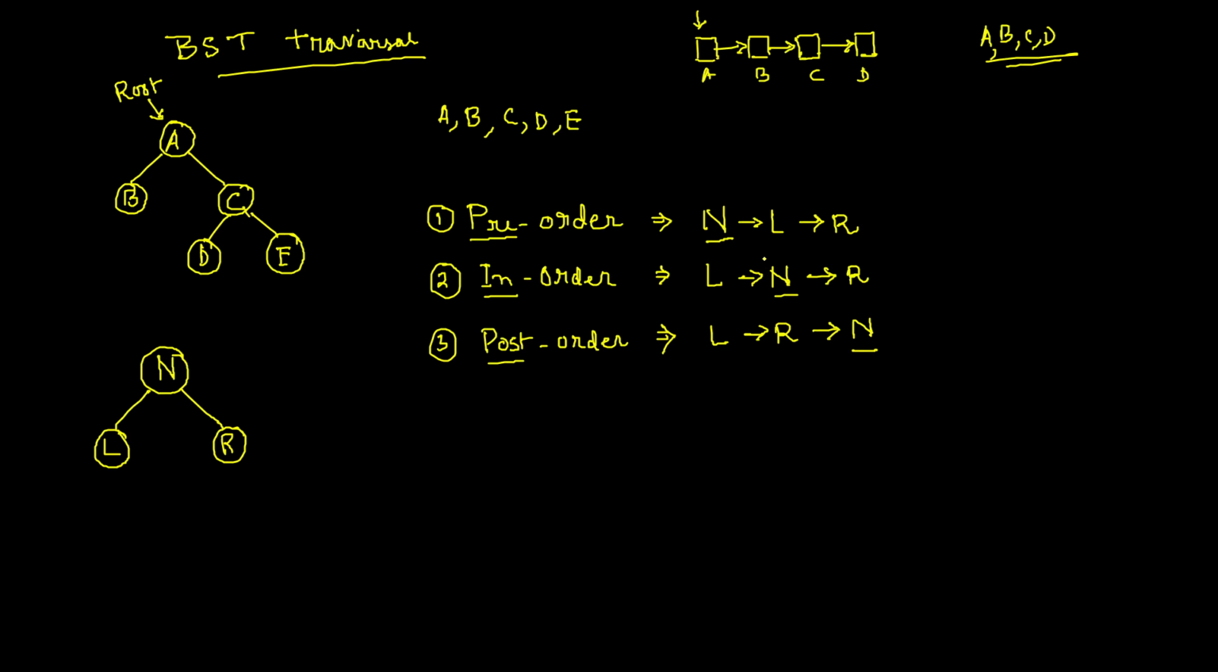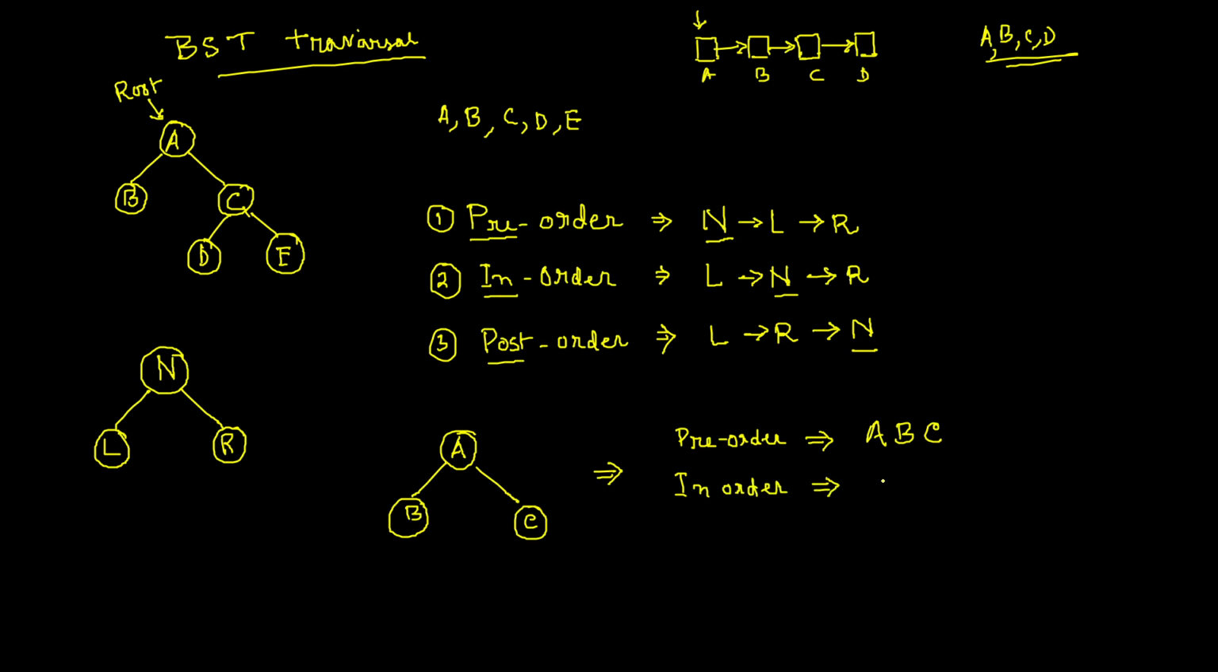Okay, so that means if we consider a very simple situation, for example, A is a node and then B in the left side and C in the right side, the pre-order will be A, B, C. In-order will be B, A, C, and post-order will be B, C, then A.